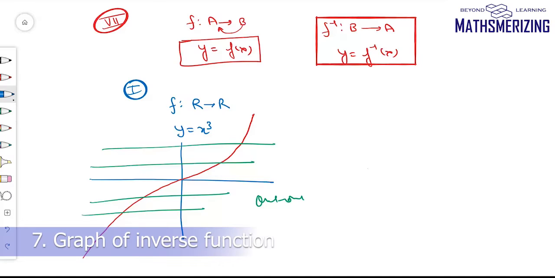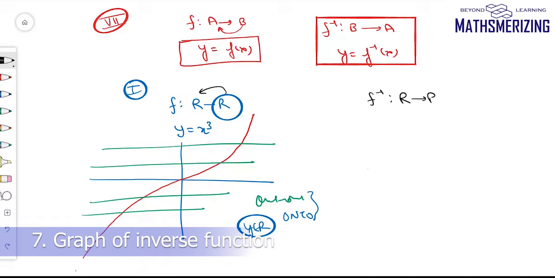And what is the range of this function? It takes all the values from minus infinity to plus infinity. So its range is y belongs to R. Now range and codomain are equal. So this function is both one-one and onto. That means the inverse of this function exists. The inverse of this function will be defined from R to R. So f inverse will be defined again from R to R.